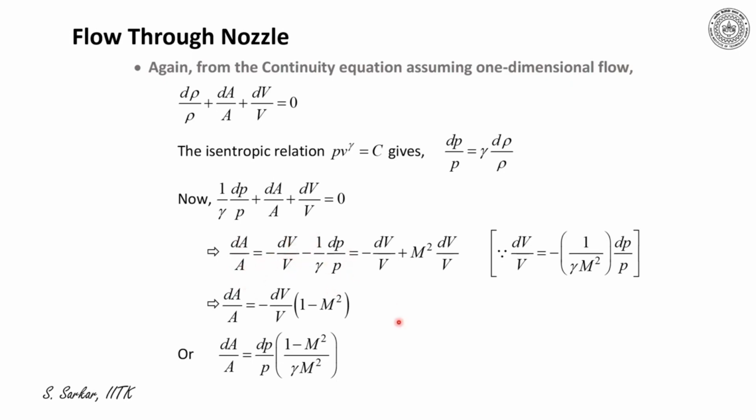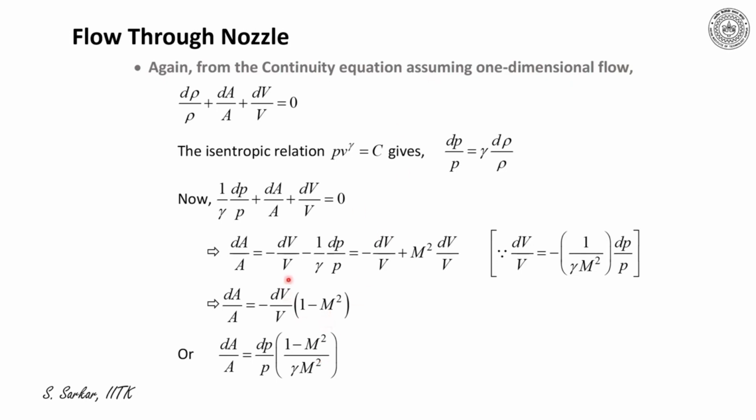Now, I have already proved that dV by V is equal to minus, within bracket, 1 divided by gamma into M squared into dP by P. Thus, from here, if I put the value of dP by P, I'll get dA by A as minus dV by V plus M squared into dV by V. Thus, I have got dA by A is equal to minus dV by V within bracket 1 minus M squared.